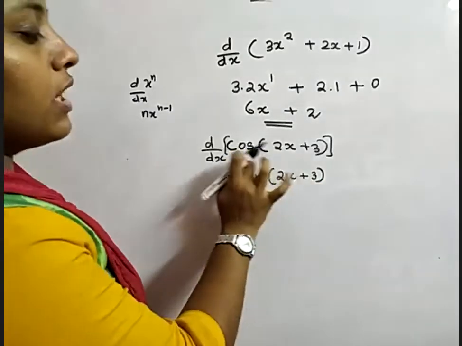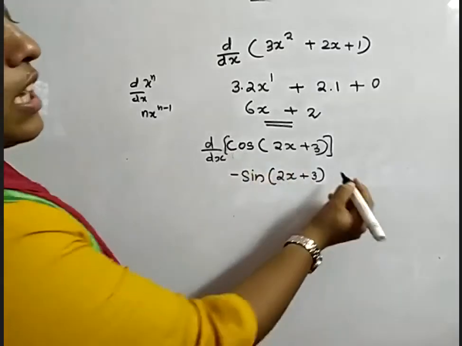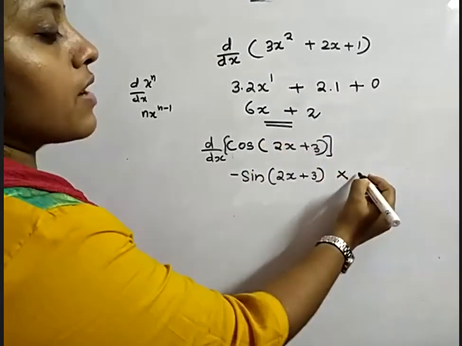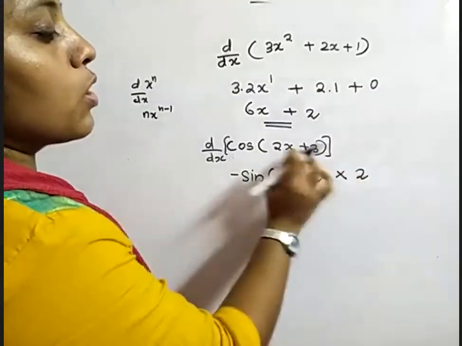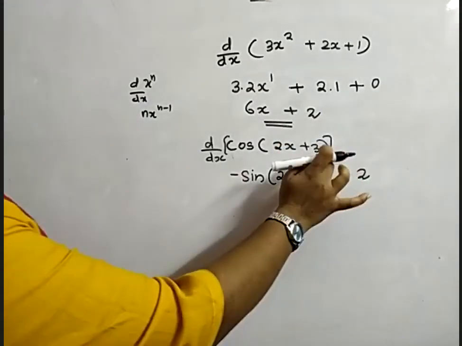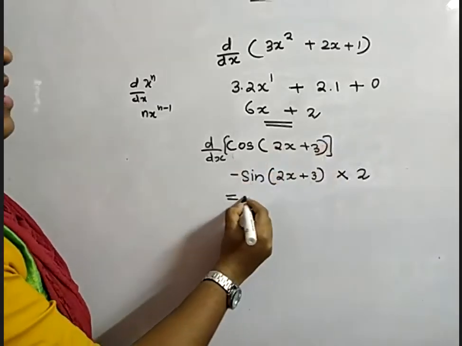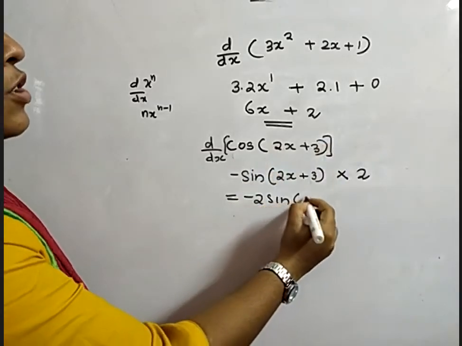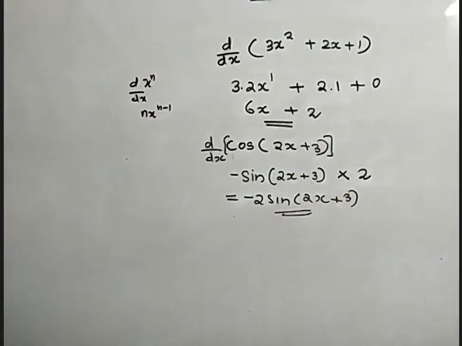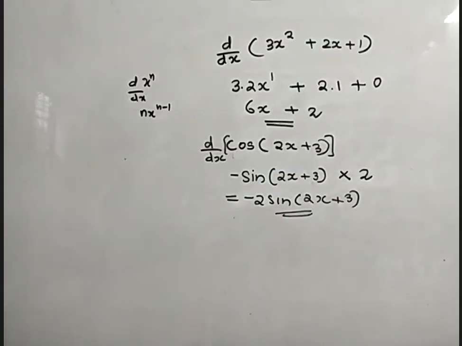We take the derivative of the first function into the derivative of the inner function. The inner function's derivative is 2, because it is 2x, no? So 2 into 1. Then the derivative of 3 is 0. So the answer is minus 2 sine 2x plus 3. This is the derivative. Clear?